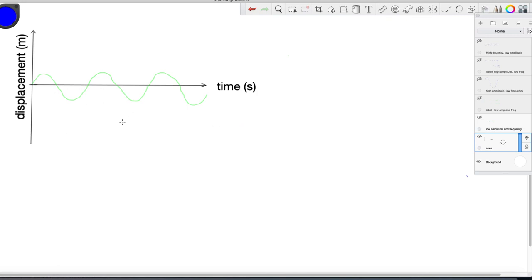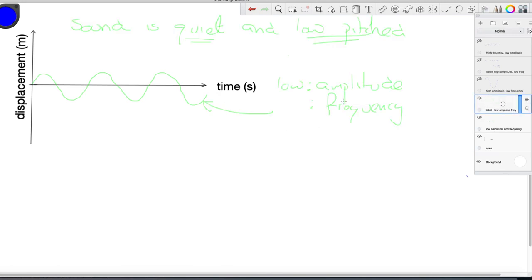Now these are in arbitrary units. I don't have any values on here, but I'm saying this is a long period of time relatively, so there are few waves. It's a low frequency. And what you have then, because you have a low amplitude and a low frequency, the low amplitude of the wave means you have a quiet sound. The low frequency of the wave means the sound is low pitched. So the amplitude of the wave is about the loudness of the sound. The frequency of the wave is about the pitch of the sound.